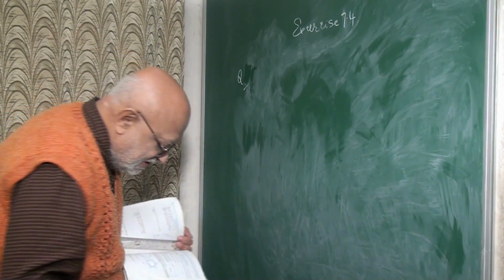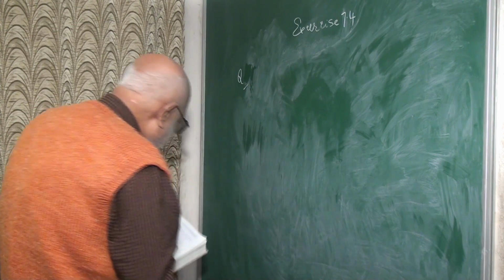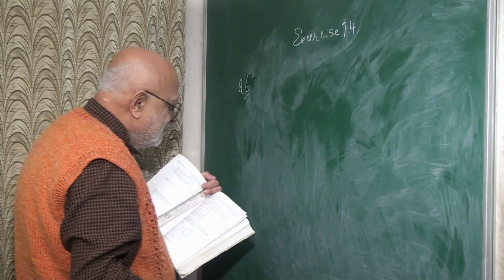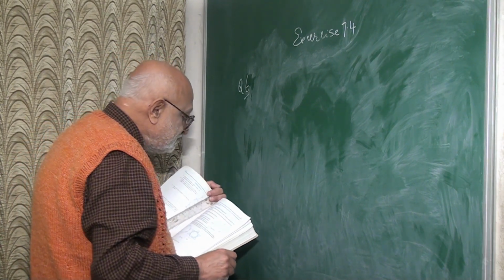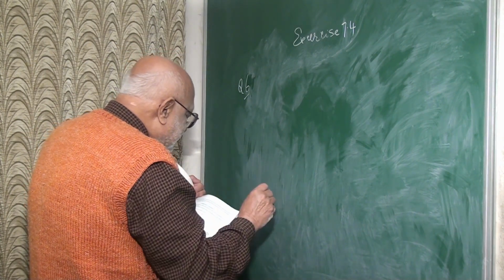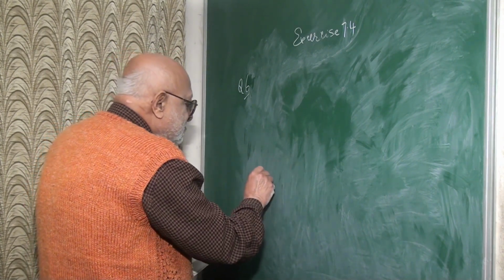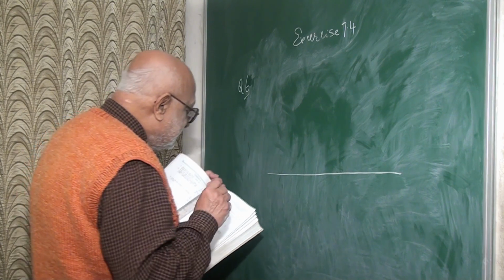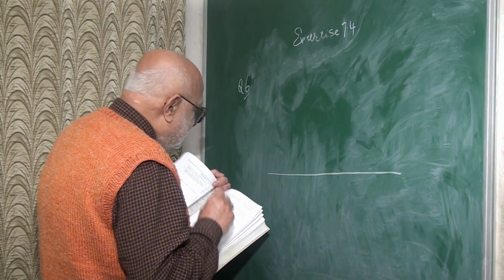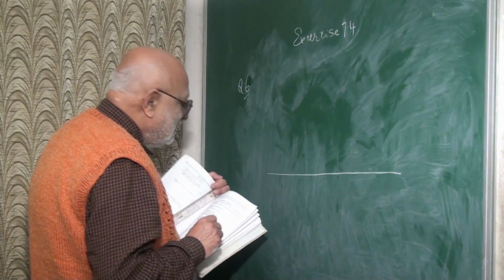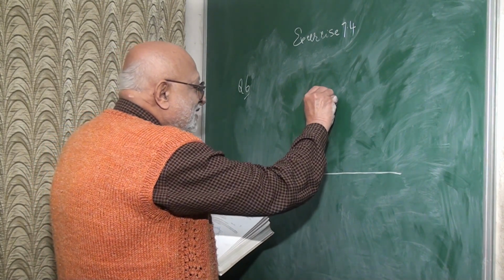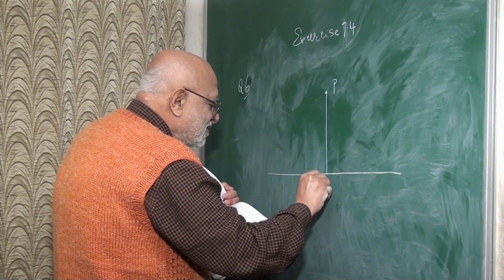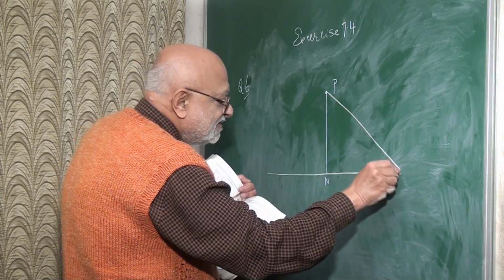This is the last question on this exercise, and this is a very interesting question. We have used this one quite frequently, that of all line segments drawn from a given point, the perpendicular line segment is the shortest. So let us take a point P. Let us call this one the perpendicular. And let us take a few line segments like this.